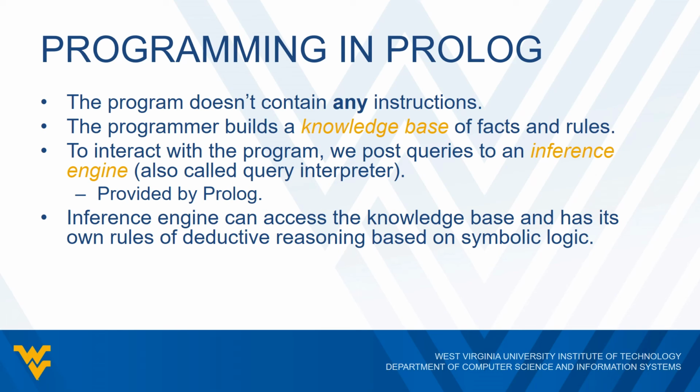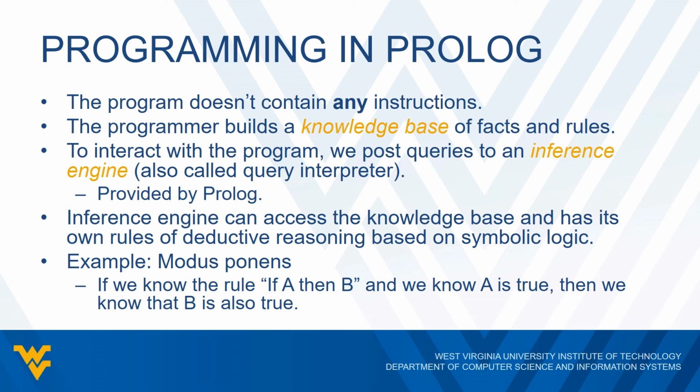So this inference engine can access the knowledge base, and it contains its own rules of deductive reasoning based on symbolic logic. So just to give an example, Prolog would support the deductive reasoning known as modus ponens, which simply means that if we know the rule if A then B, and we know that A is true, then we also know that B must also be true. So if we know this rule and we know that A is true, then B must also be true.